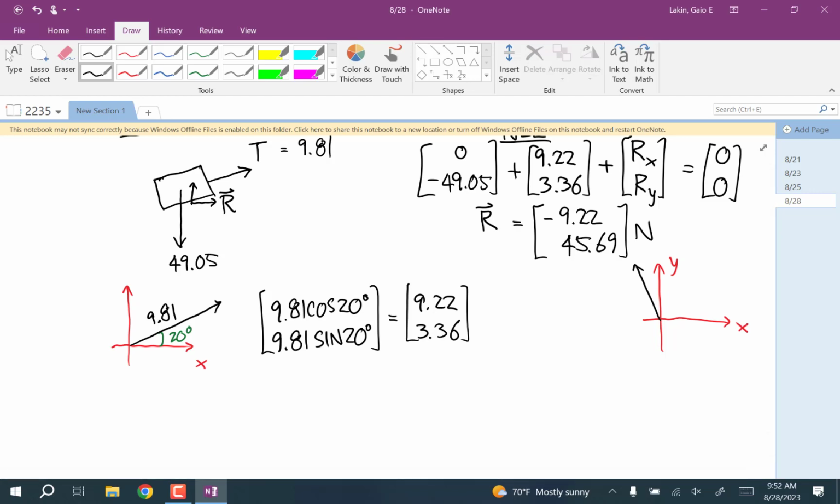Yes? And that was the normal and the friction force? Yes, that's the combined normal and friction force, or you can just think of it as the friction contact force. That's always made up of those two. Any other questions? Okay, that's it.